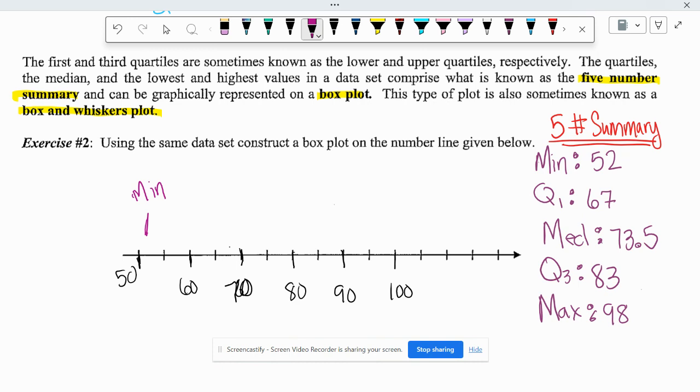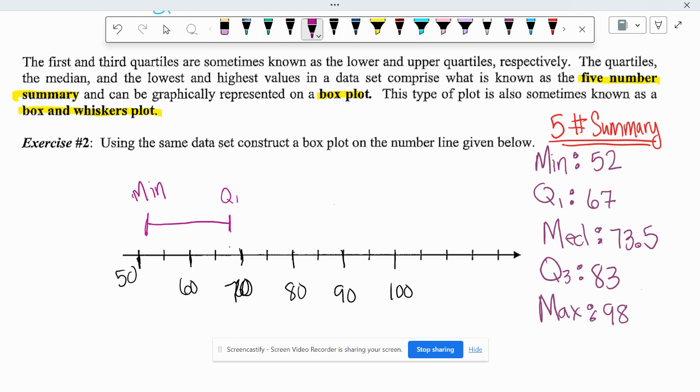Then I'm going to go to my Q1, which is 67. So this is 65 and this is 70. So 67 is going to be closer to the 70. And I'm going to label that Q1. And I'm going to connect these two with a whisker because your minimum and your Q1 are joined by a whisker, a line. And now we're going to start forming our box, the box portion of our plot.